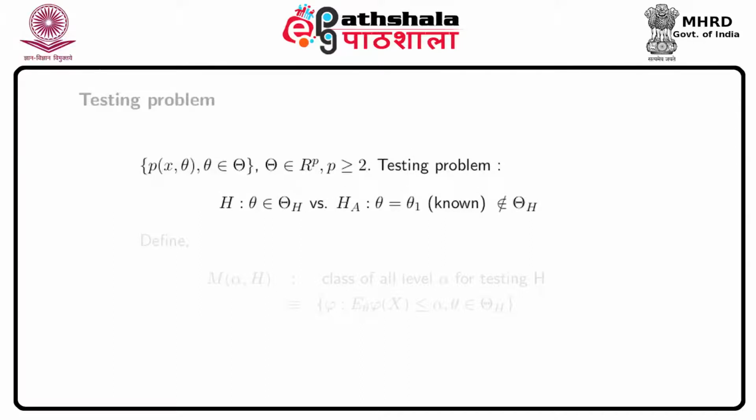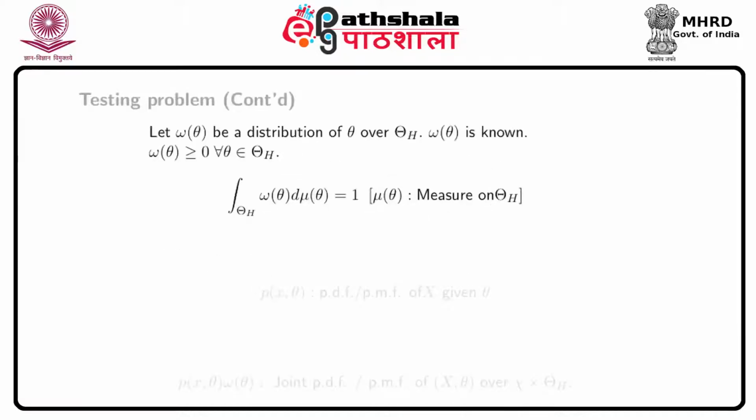Our testing problem is: null hypothesis H that θ belongs to Ω_H against H_A that θ is equal to θ_1, which is a known quantity, and θ_1 is not a member of Ω_H. Next, define M(α, H) as the class of all level α tests for testing H. That means it is a class of those functions φ for which the expectation of φ(x) under θ is less than or equal to α for all θ belonging to Ω_H.